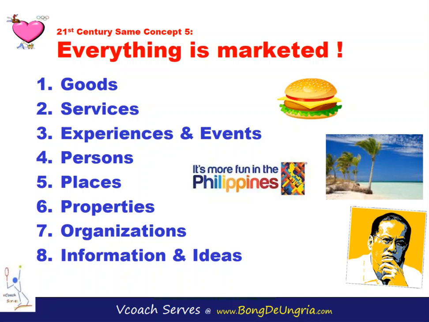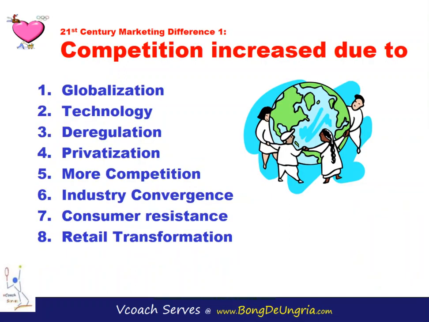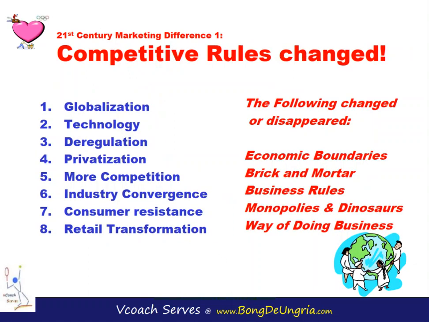What has changed in the 21st century? Well, competition has increased because of so many things happening: globalization, technology, deregulation, privatization, more competition, industry convergence, consumer resistance, and retail transformation. All of this has resulted in the disappearance of economic boundaries.